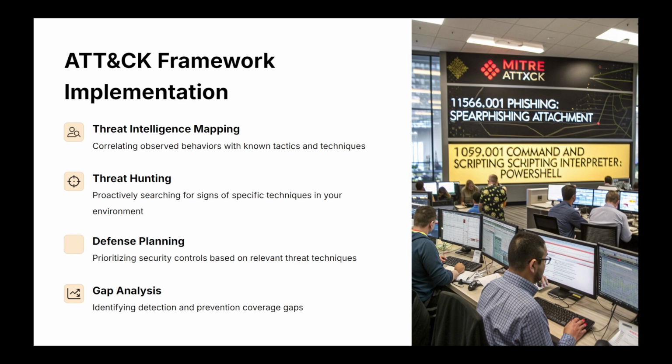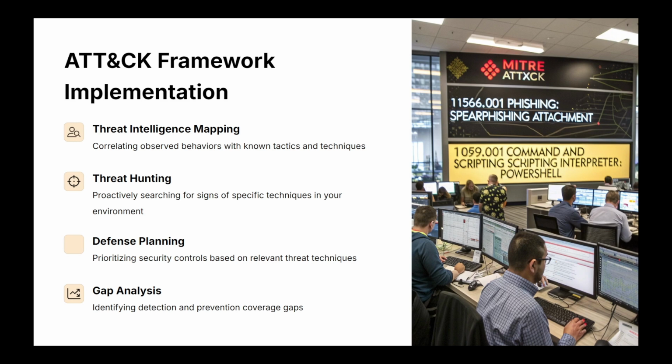Next is threat hunting. Security teams use ATT&CK to proactively search for evidence of specific techniques within their environment, looking for indicators that traditional defenses might have missed. It turns ATT&CK into a guidebook for uncovering hidden attacks.